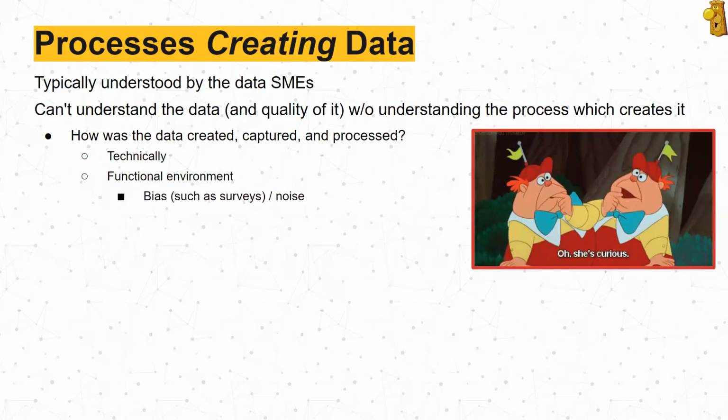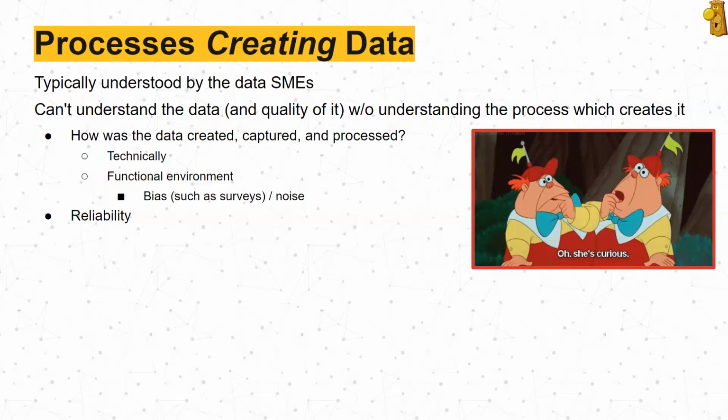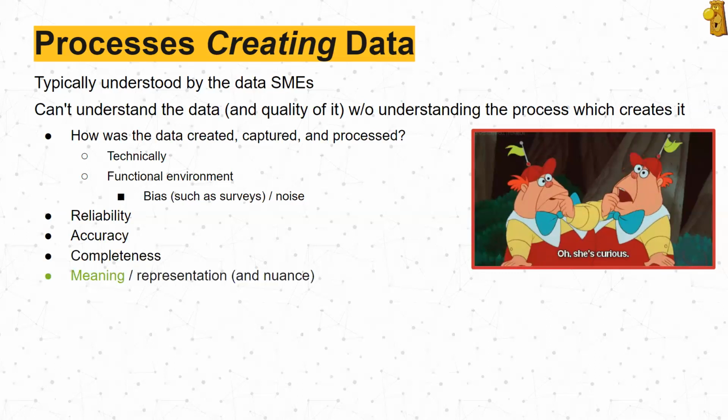So if you're working with survey data, understanding how the survey was created, how it was tested, how it was validated, noise in the data, outliers, all of that can be largely explained by understanding how the data got there. The reliability of the data, the accuracy of the data, the completeness of the data, and then the meaning and representation. So these are all things that are important to understand in order to appropriately and efficiently use the data.